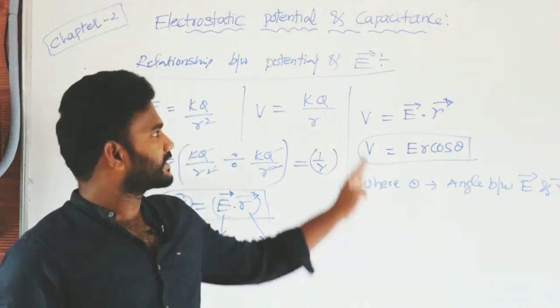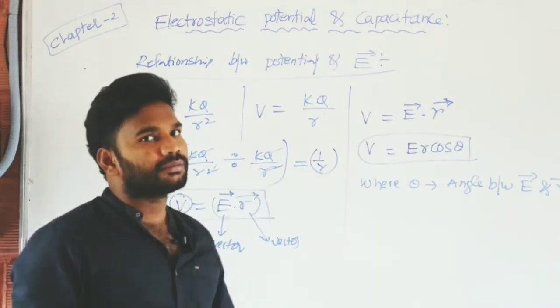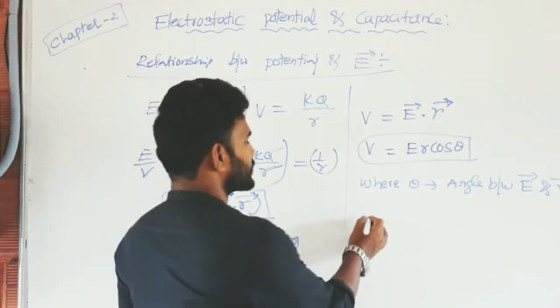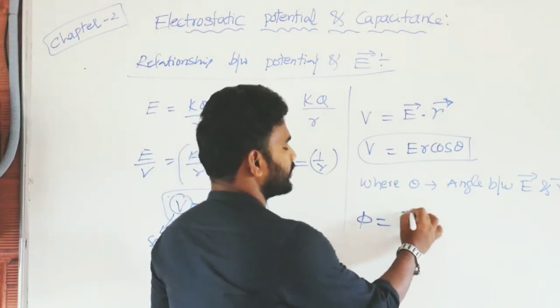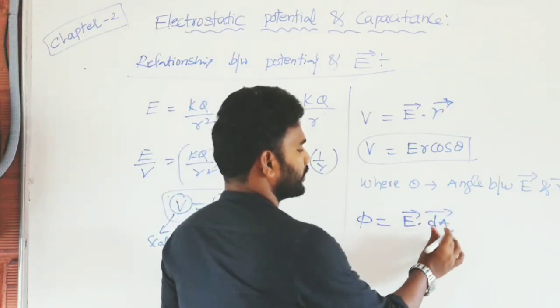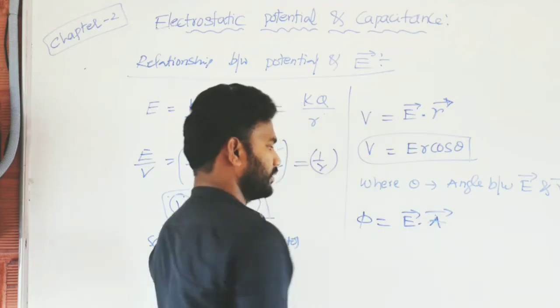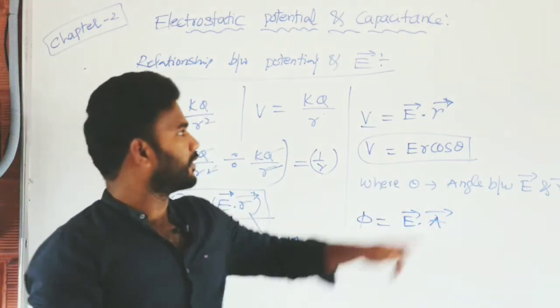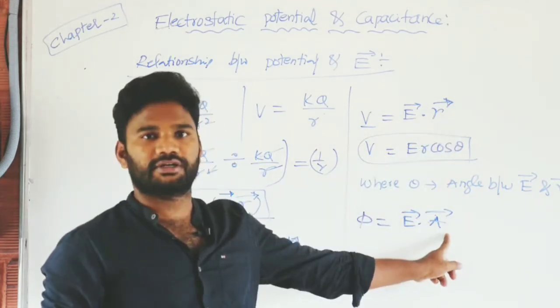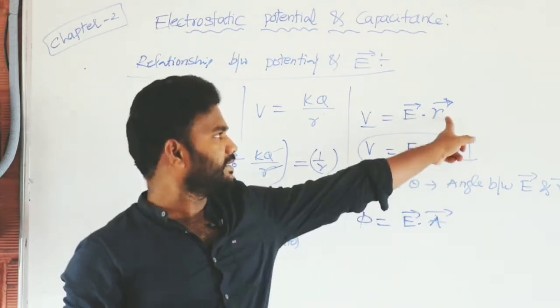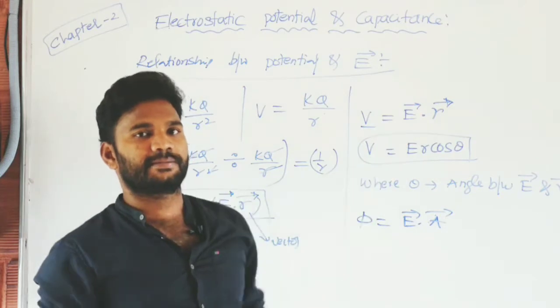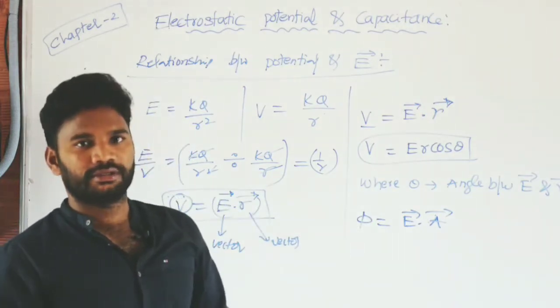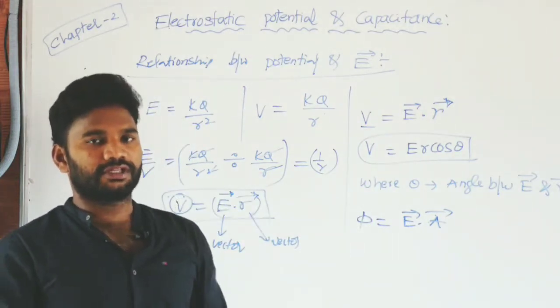That's it. Flux is equal to E bar dot dA bar. Did you remember? The same way, potential is equal to E bar dot R bar. R is the radial vector, A is the area vector. It is area, it is radius. Radius means distance. Are you understanding this point? Getting my point? Shall we go for the next thing?